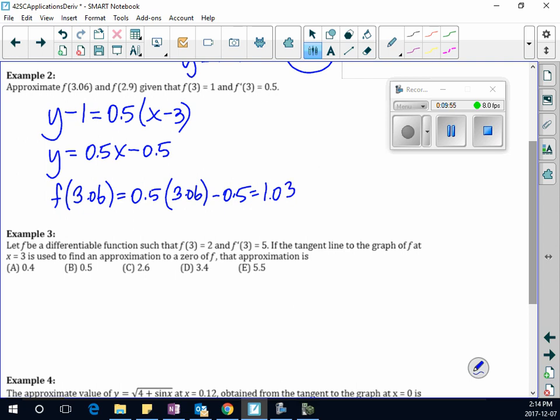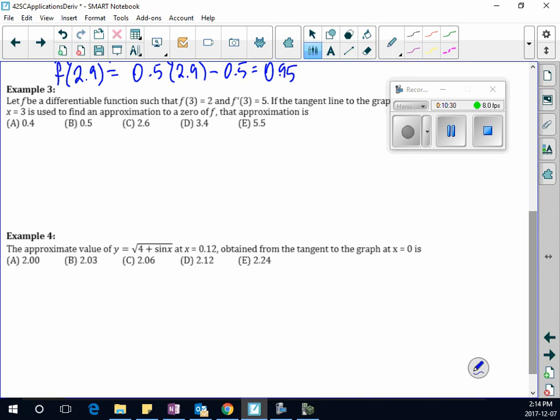Okay, and then f of 2.9 is 0.5 times 2.9 minus 0.5. So what do we get there? What did you get? 0.95? So it's a pretty easy concept. You just have to know what to do, right? Like if you were given this on a test and you've never seen this lesson before, you're going like, oh, I don't know that. Right? But now it's pretty easy, right? Okay, so let's move on.